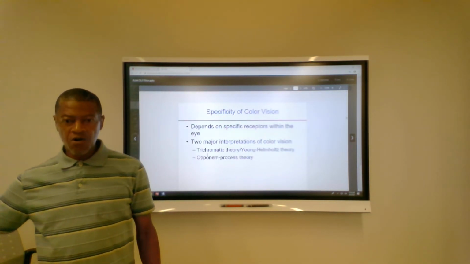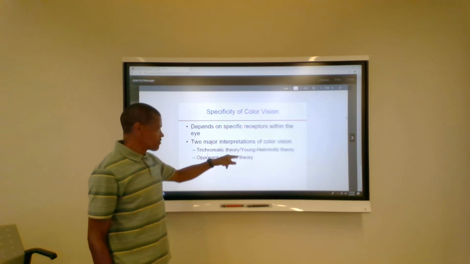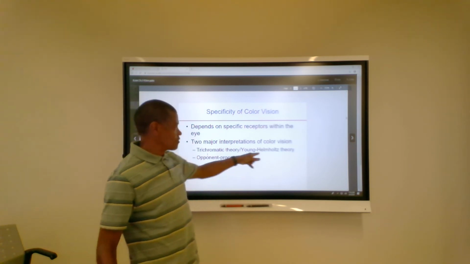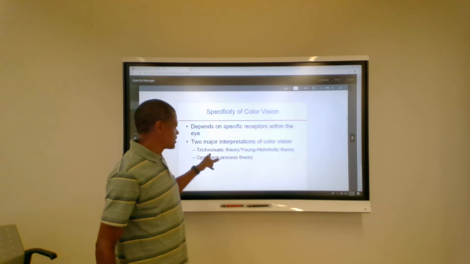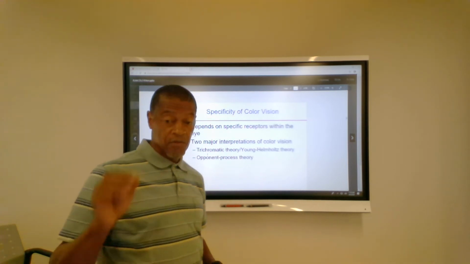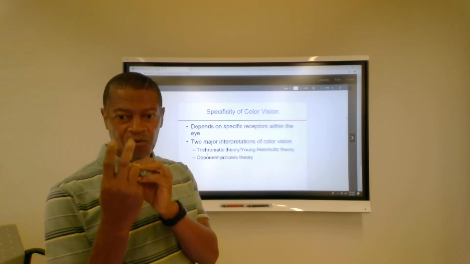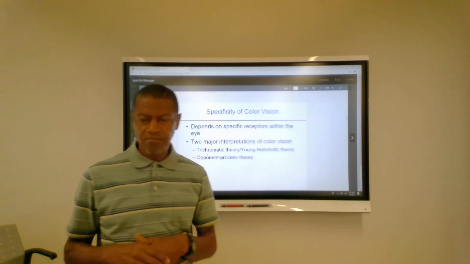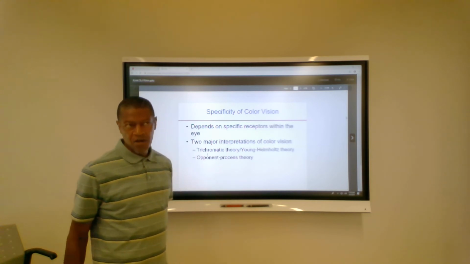So when you look at this, it's called the trichromatic theory. The two people who related their work to it were Young and Helmholtz. They weren't in the same time period, but Young and Helmholtz and their research have thought about the different types of cones, red, green, and blue, and those cones are what help us process color vision. Another one is the opponent process theory.